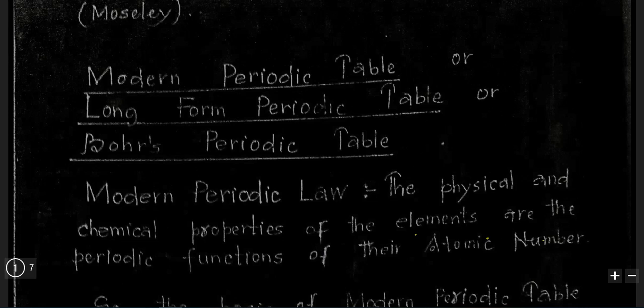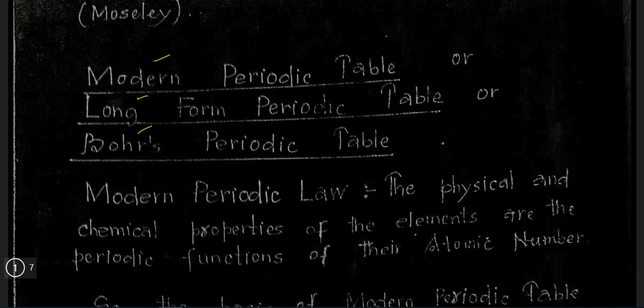Today's discussion is on the periodic table. After the discovery of a large number of elements, it is necessary to know the properties of all the elements. So, the elements are arranged in the increasing order of their atomic number, which is the basis of the modern periodic table, or long form of the periodic table, or Bohr's periodic table.